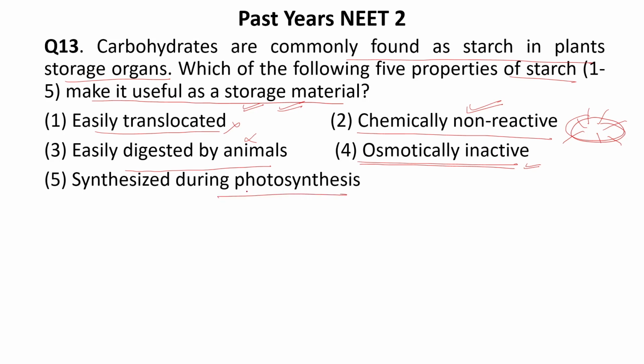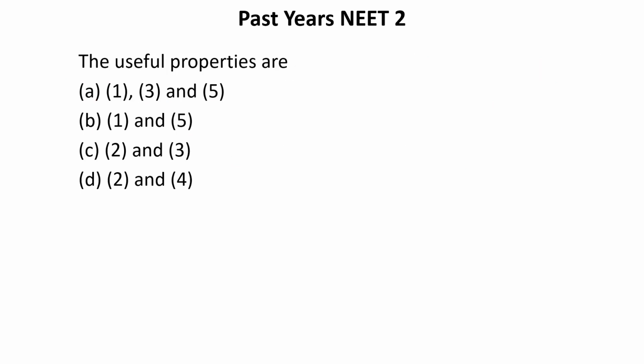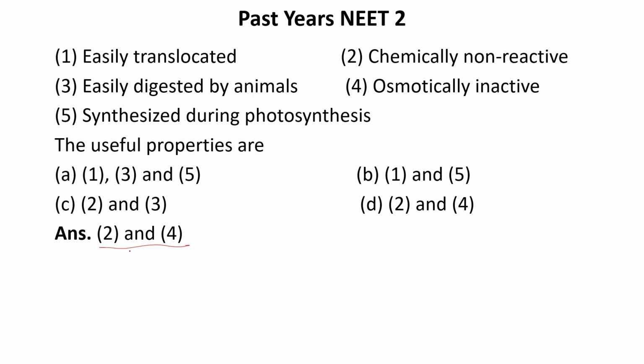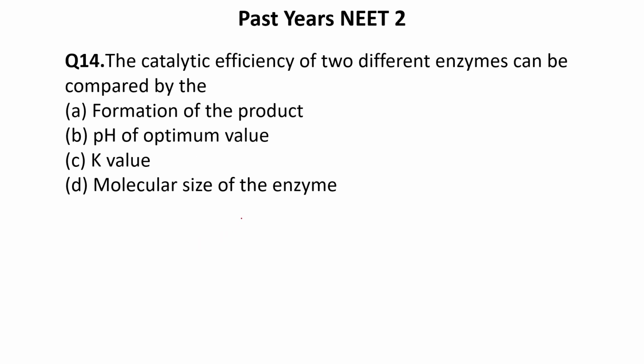Synthesized during photosynthesis: glucose is synthesized, and when it is stored in the form of starch, it is converted to starch. So again, this is incorrect. So 2 and 4 are the correct statements.